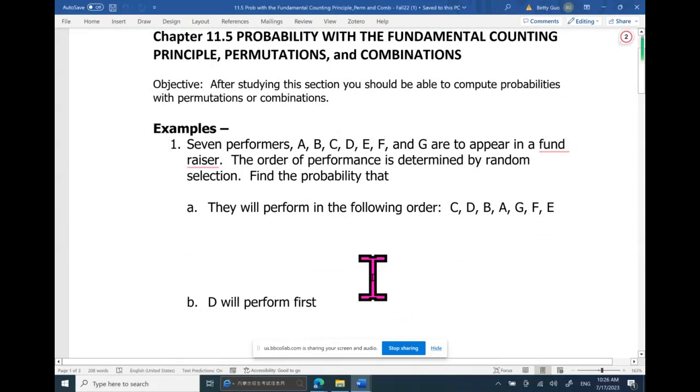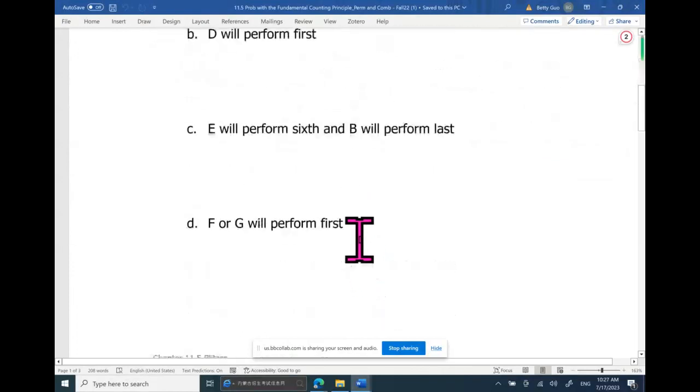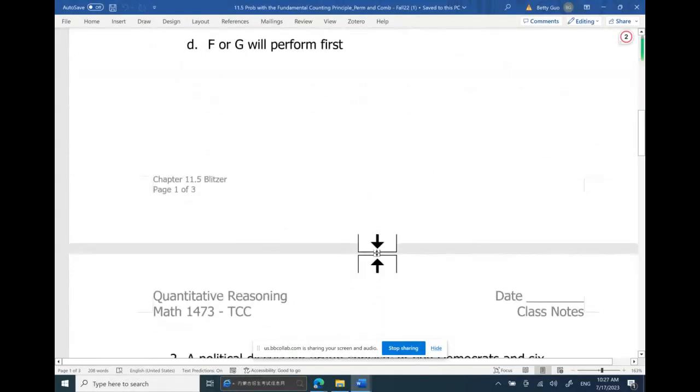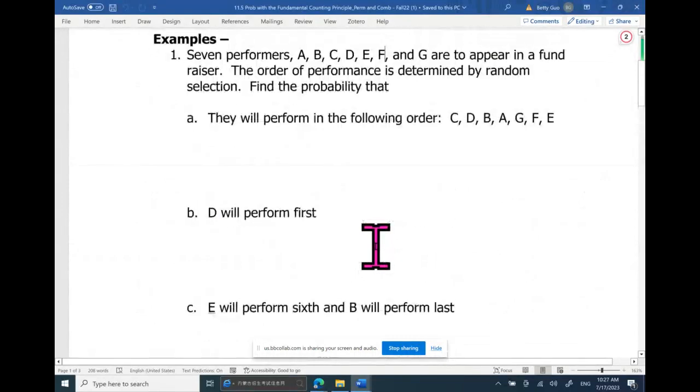Seven performers A, B, C, D, E, F, and G are to appear in a fundraiser. The order of performance is determined by random selection. Find the probability. So we are going to find the probability for the following four events, A, B, C, D.